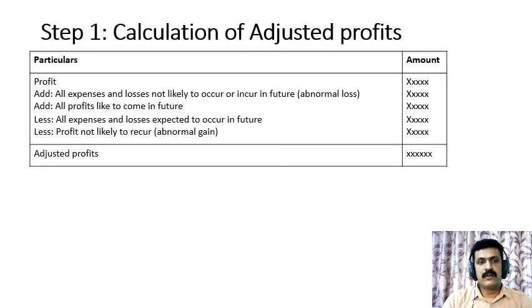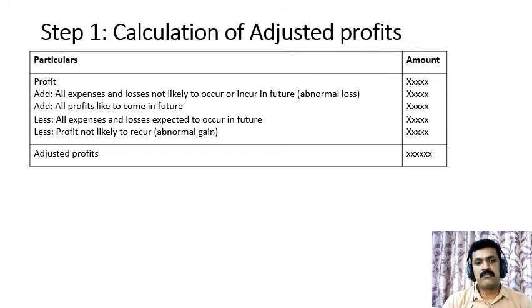So here, first we have to consider the profits given in the problem. For that, we have to add all expenses and losses not likely to occur or incur in future. That means abnormal loss items. And we have to add all profits that are likely to come in future. And we have to deduct all expenses and losses expected to occur in future, and we have to deduct profits that are not likely to recur.